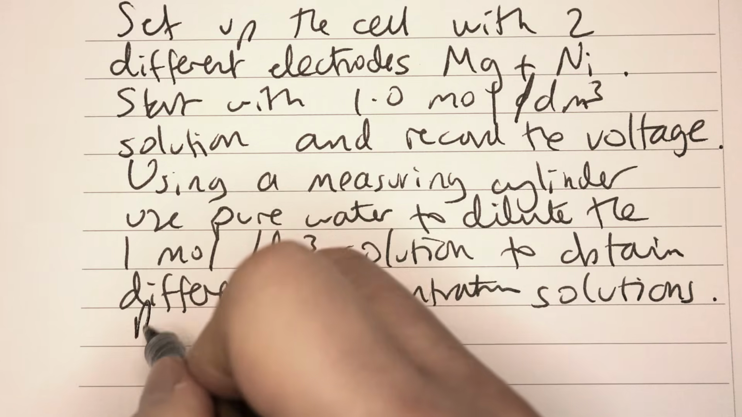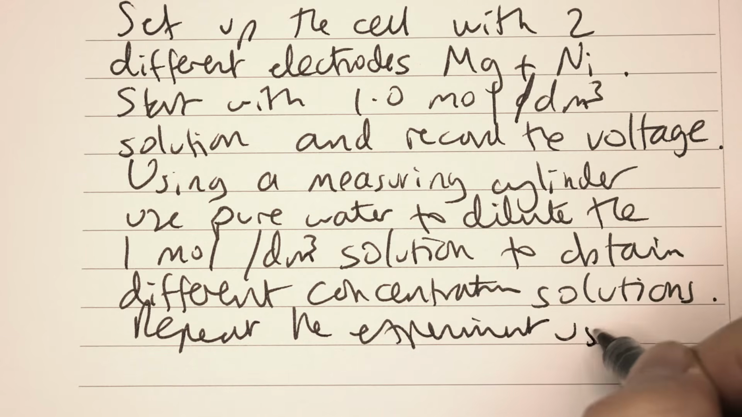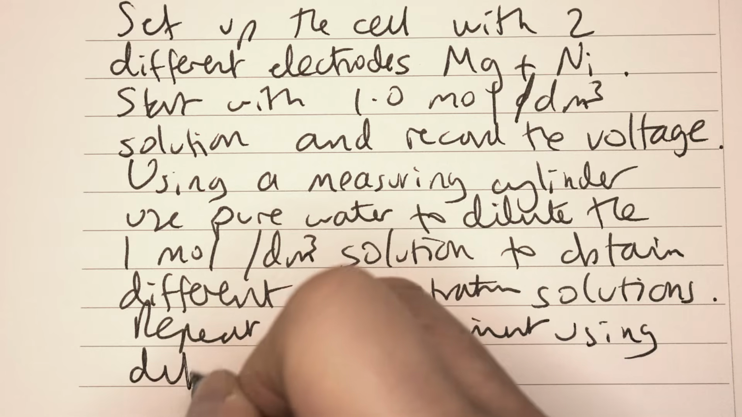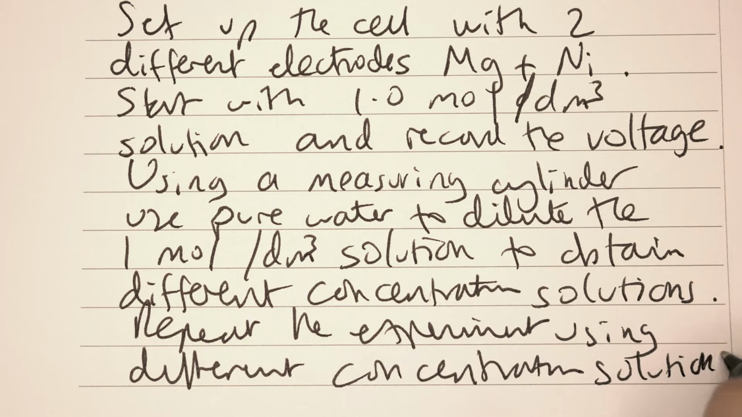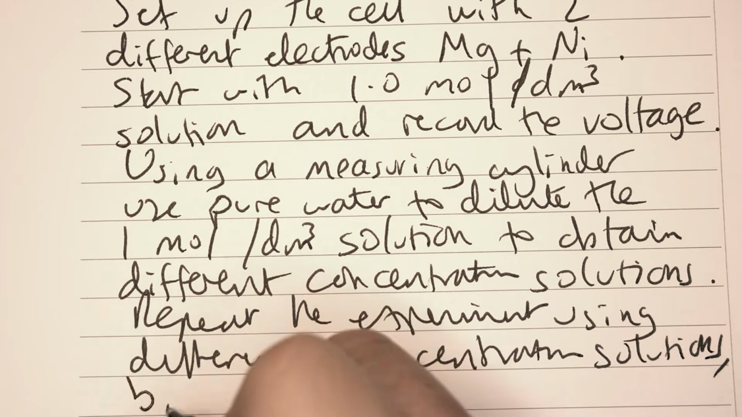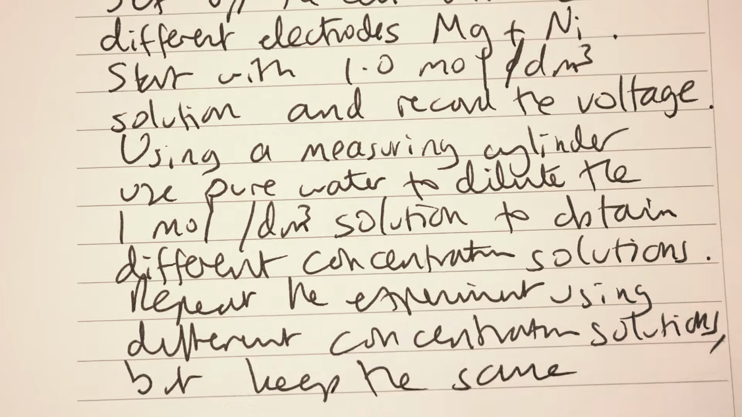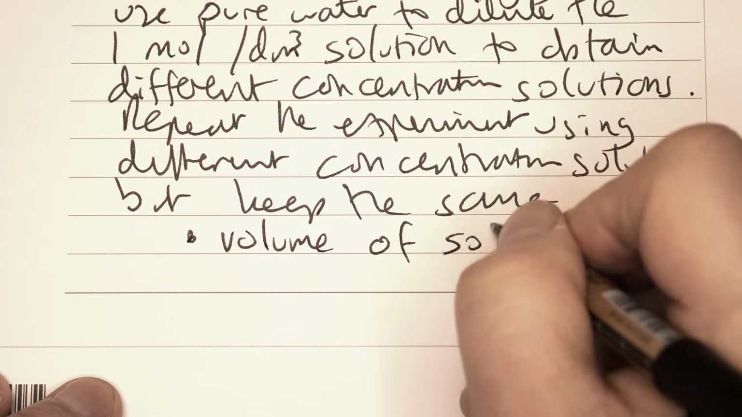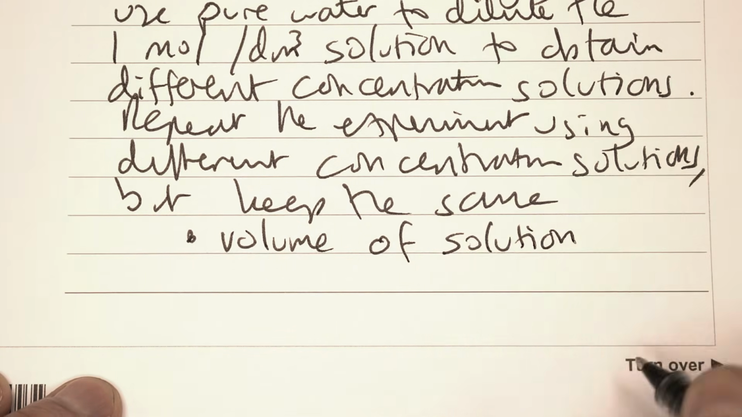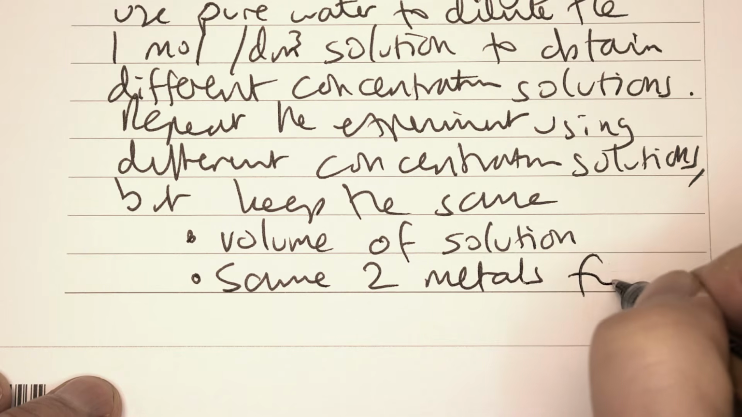So then I'm going to repeat the experiment using different concentration solutions, but I need to keep the same volume of solution, and I also need to keep the same combination of metals for the electrodes.